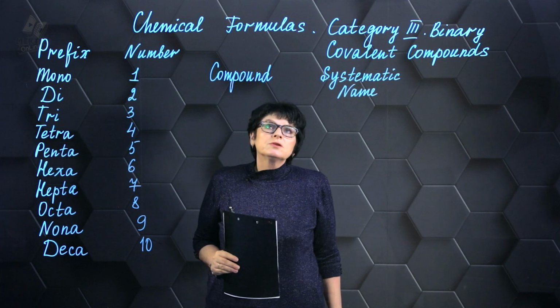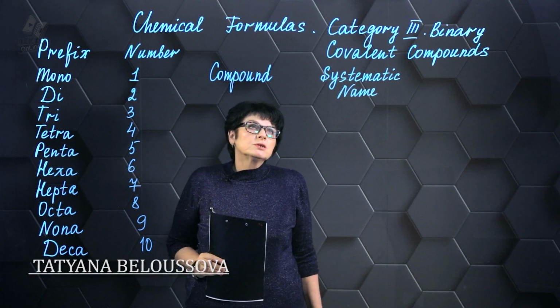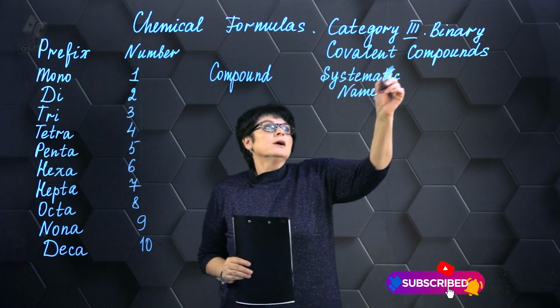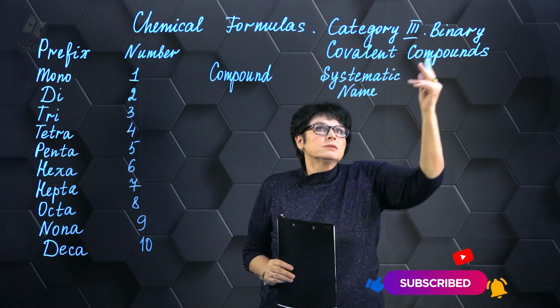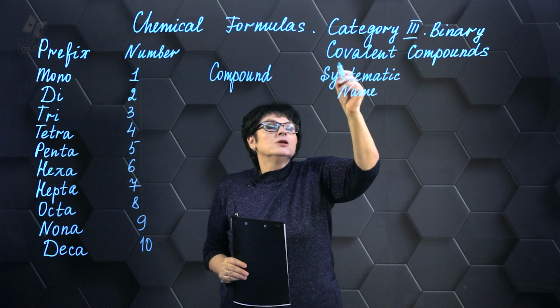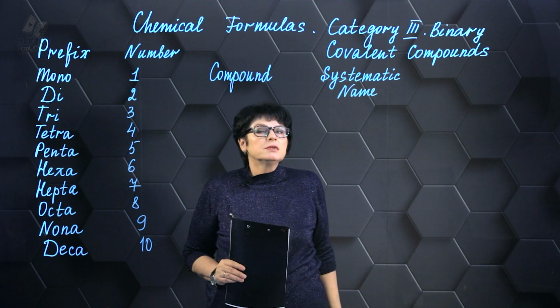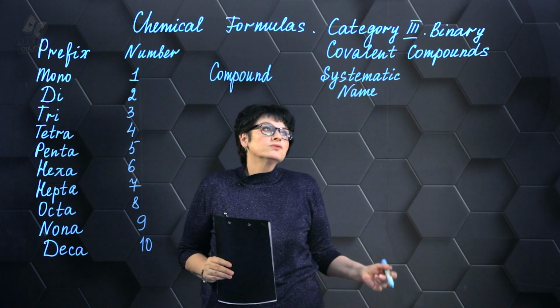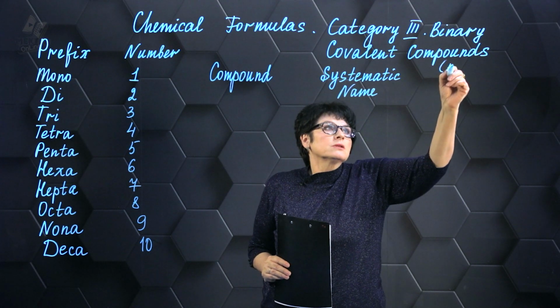Hi there. Today we're continuing to study chemical formulas and formula composition. We now approach the third category. These compounds are binary, meaning there are two elements in them, but these are covalent compounds that consist of nonmetals. Only nonmetals are included in this category.